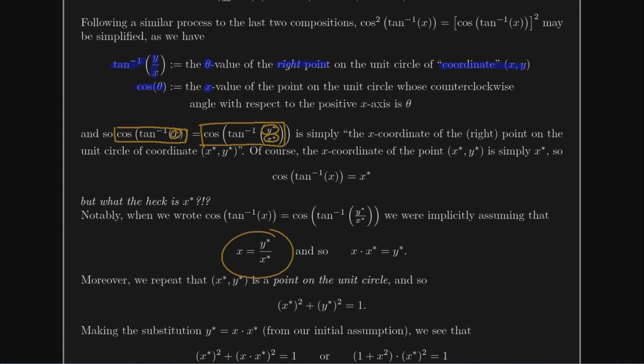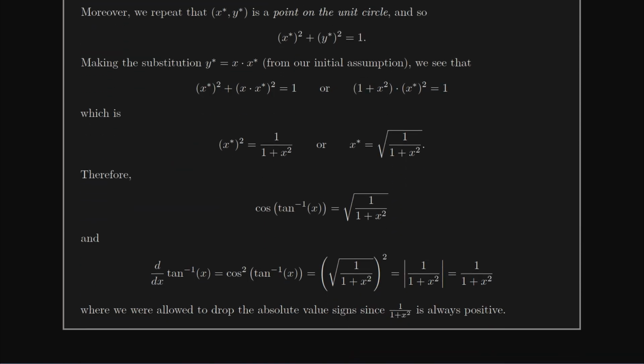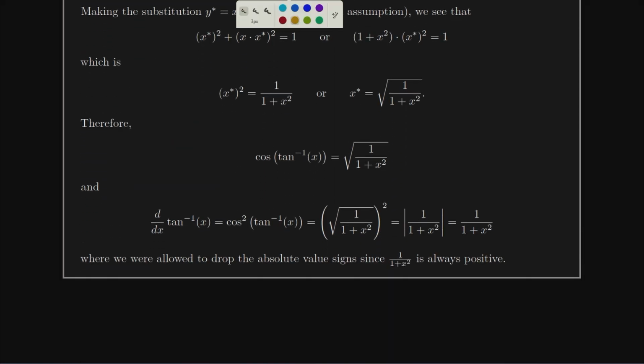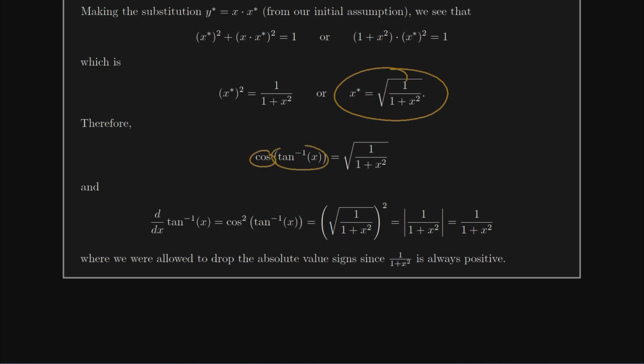So how do I find that point? Well, I can rearrange x equals y star over x star to say x times x star equals y star, and then since I know that the point x star, y star is on the unit circle, well, the definition of the unit circle is that the x value squared plus y value squared is equal to 1. So actually I have two equations and two unknowns here. If I go through solving that system of equations, we find out that x star has to be equal to root 1 over 1 plus x squared. So that means the cosine of tangent inverse of x is root 1 over 1 plus x squared.